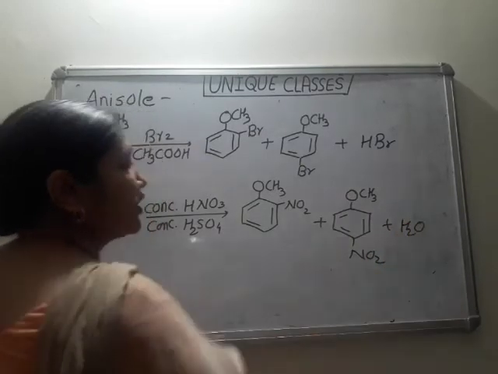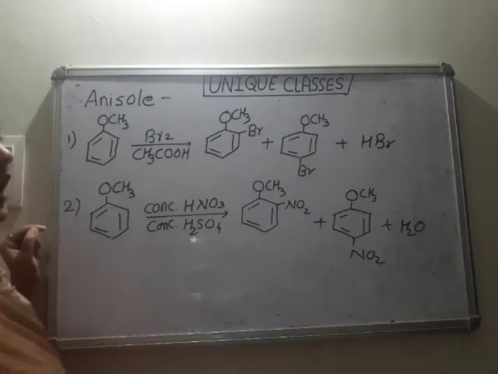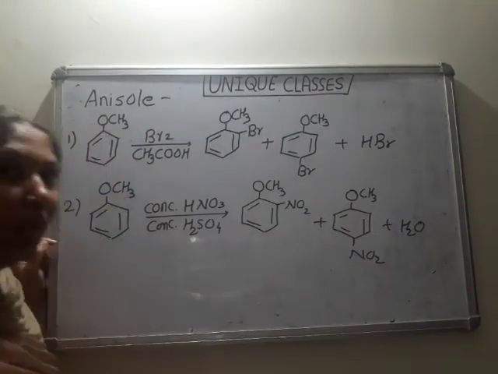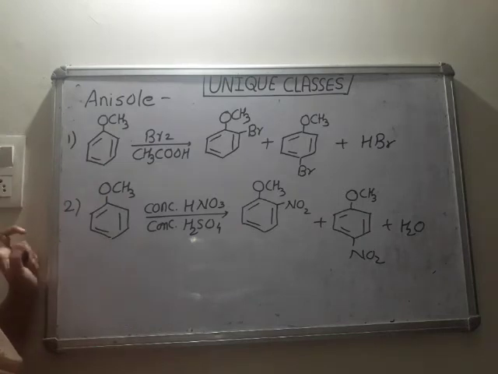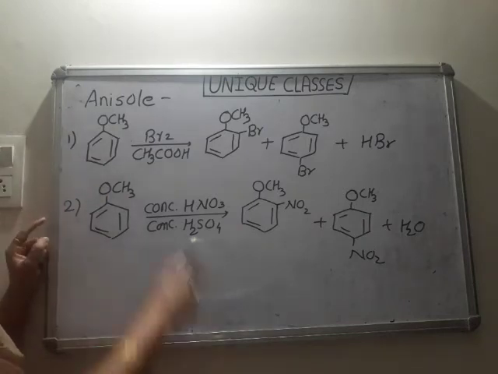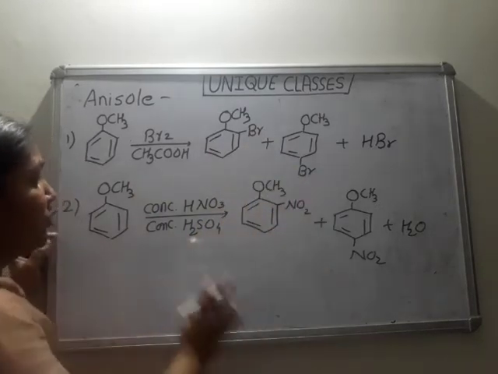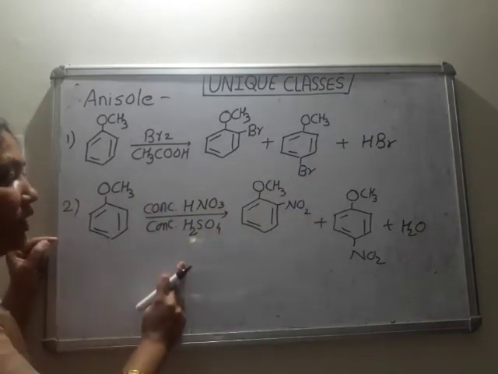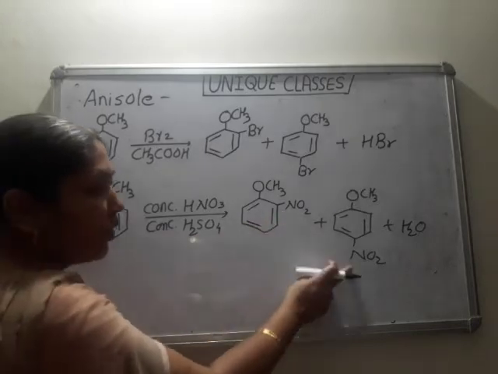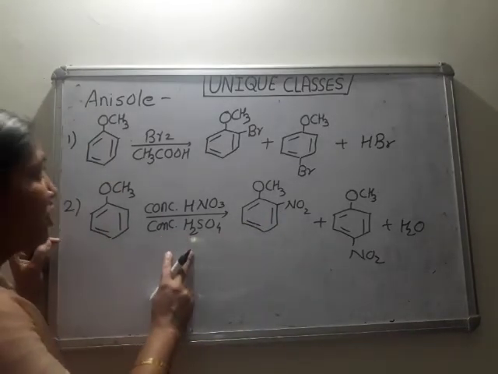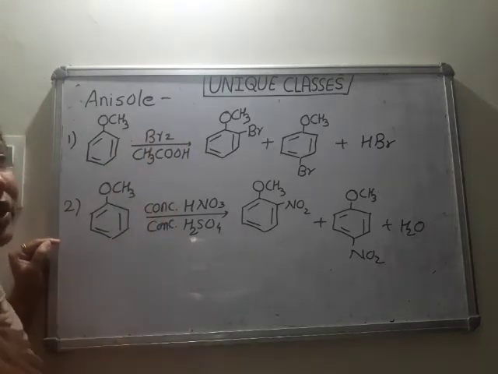The byproduct formed in the reaction is H2O. Again, para-nitroanisole is the major product. Clear these two reactions? One is bromination, where Br goes to the ortho and para positions, and nitration, where the NO2 group goes to the ortho and para positions. Nitration is done by using nitrating mixture. Bromination is done by using Br2 in presence of CH3COOH.